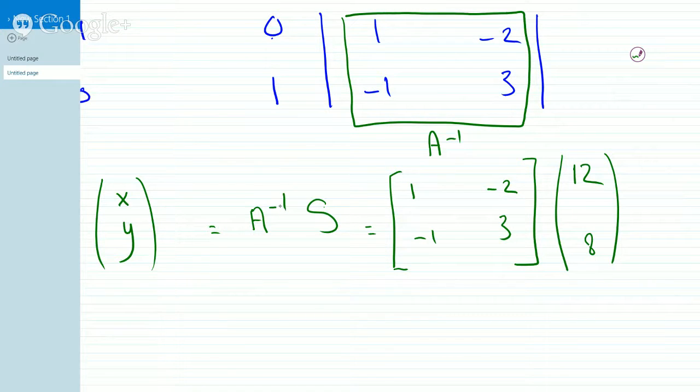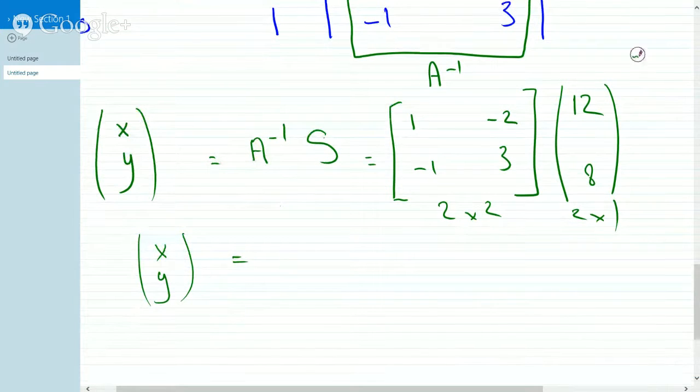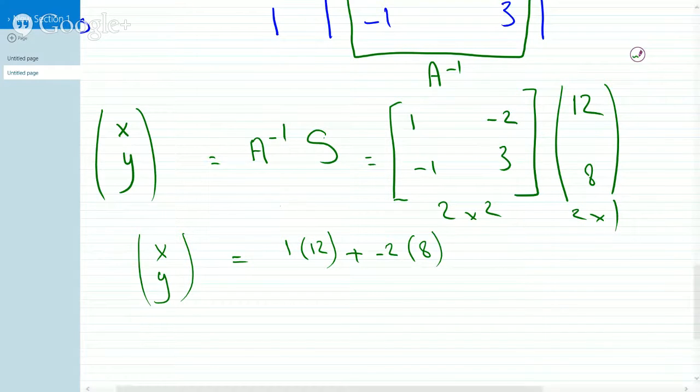So if you remember from matrix multiplication, by the way, this is a 2 by 2 and this is a 2 by 1, so we can multiply. And we're going to get a 2 by 1, which makes sense because the top one will be x, the bottom one will be y. So xy equals 1 times 12, plus minus 2 times 8. This is all in one cell, okay? So that gets us the top one. And then minus 1 times 12 on the bottom one.